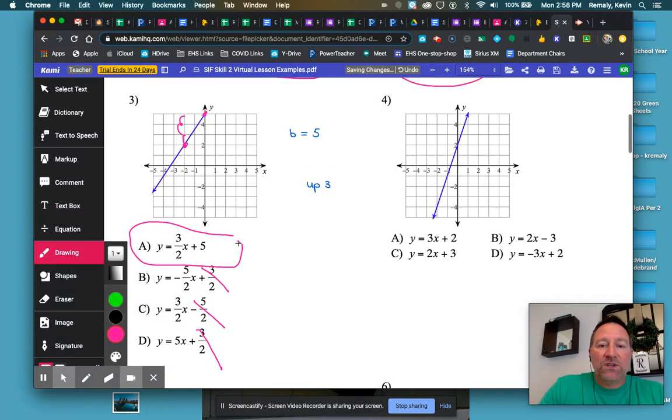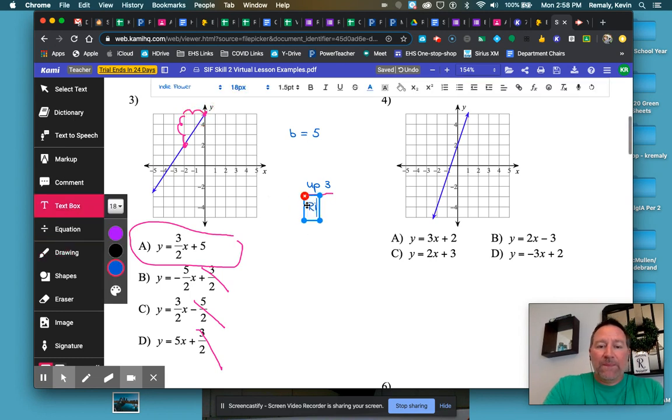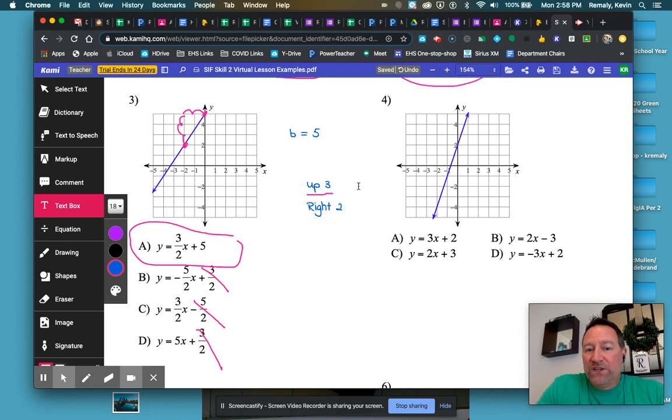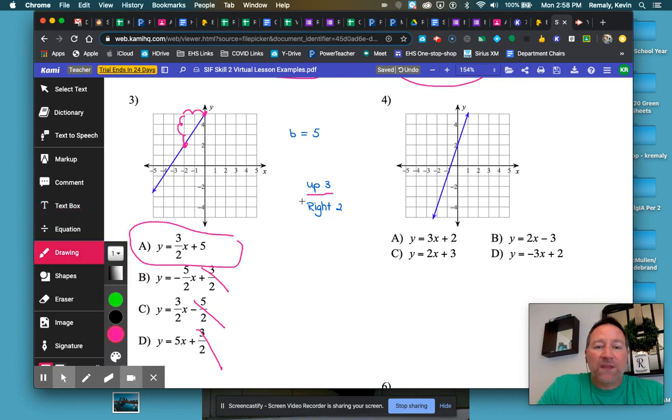And then from that point, I'm going to go right 1, 2. Right 2 is positive, up 3 is positive. Basically, that gives us our slope of positive 3 over 2. And that corresponds, of course, to the correct slope.